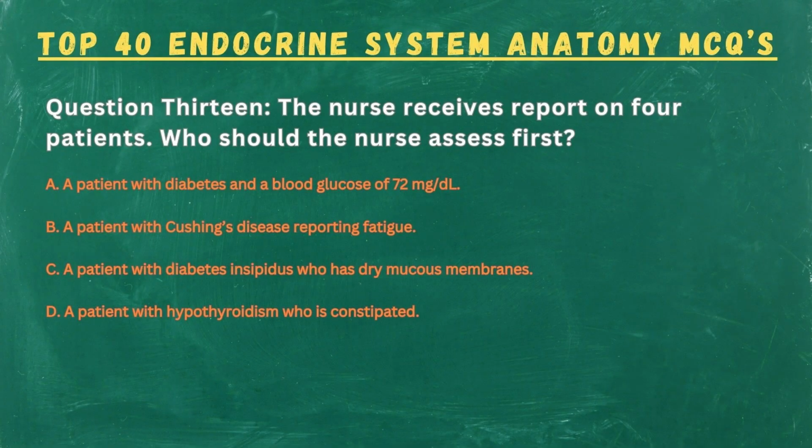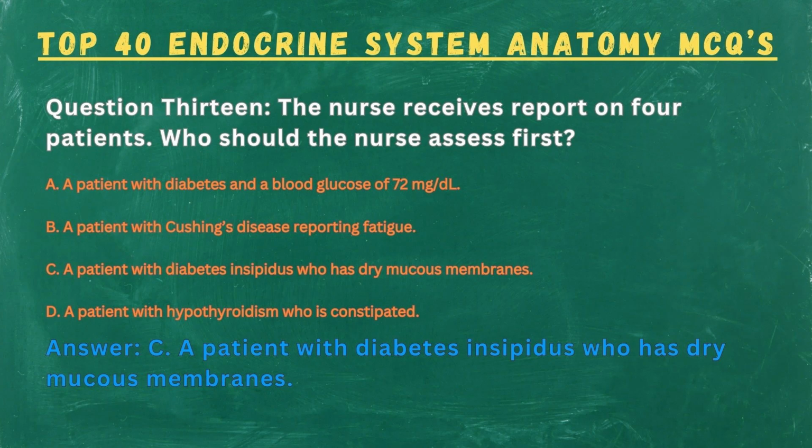Question 13. The nurse receives report on 4 patients. Who should the nurse assess first? A. A patient with diabetes and a blood glucose of 72 milligrams per deciliter. B. A patient with Cushing's disease, reporting fatigue. C. A patient with diabetes insipidus who has dry mucous membranes. D. A patient with hypothyroidism who is constipated.